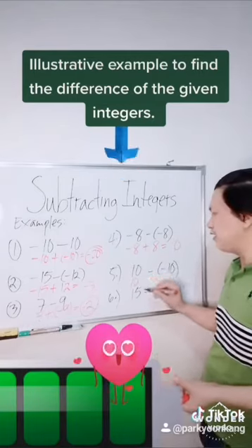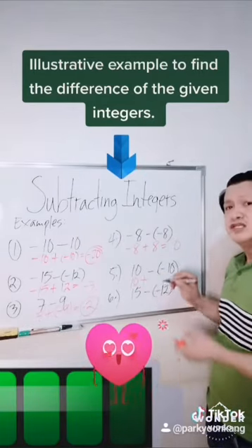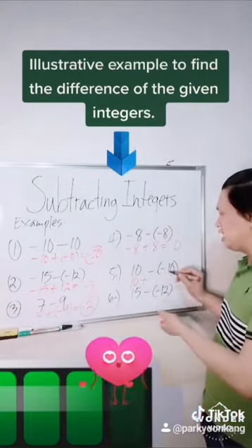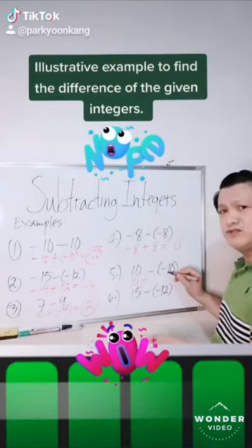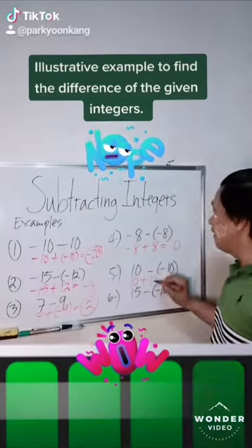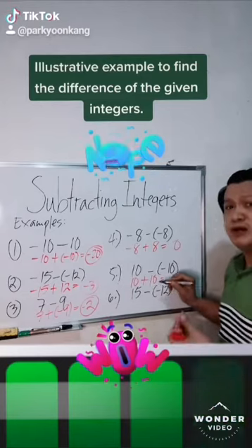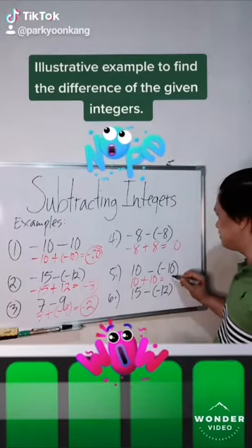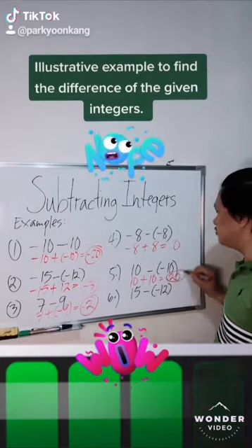Just simply copy the minuend and change the operation from subtraction to addition, and then change the sign of the subtrahend. This is now becomes positive 10. Or simply, this is rule number 1, common sign or both positive. Just simply 10 plus 10 is equal to 20.